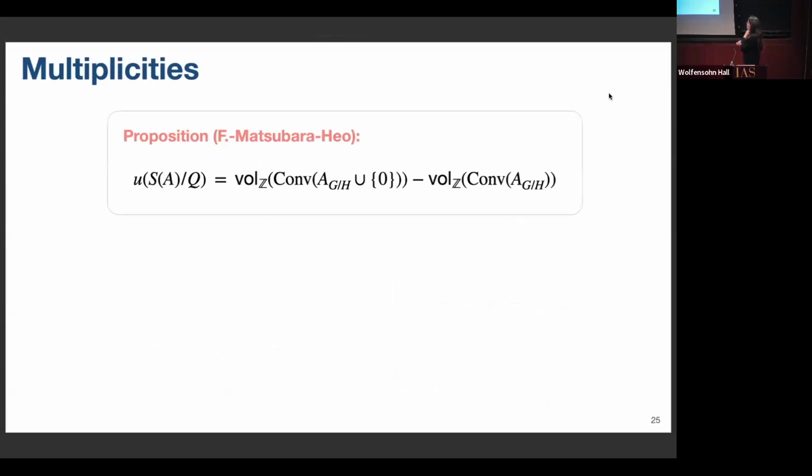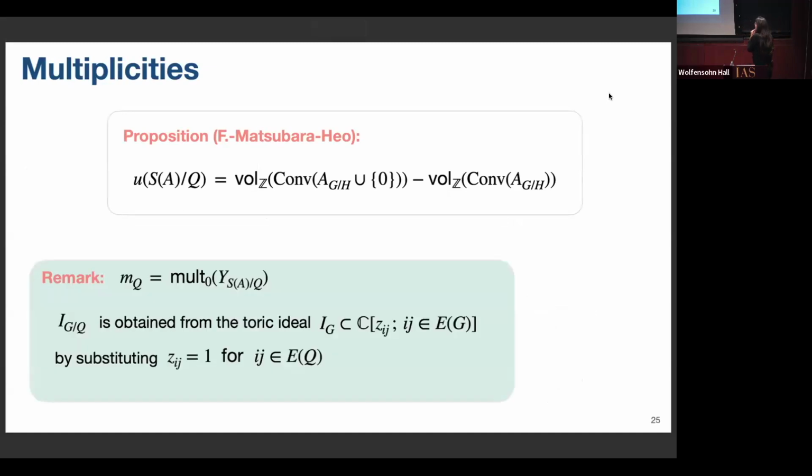Now the way to compute the multiplicity is the following. If you consider the convex hull of these matrices obtained this way, once adding the origin and once without, then you actually get the subdiagram volume in this case. And one final remark is that there is an interpretation of these multiplicities also in terms of the multiplicity at the origin of a toric variety, the toric variety associated precisely to this quotient.